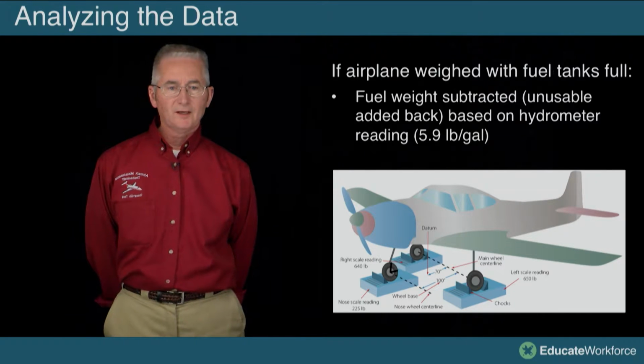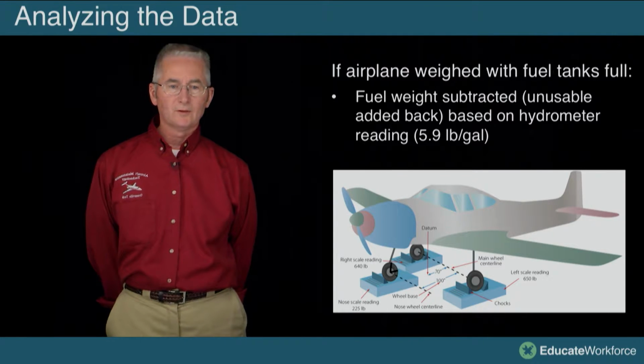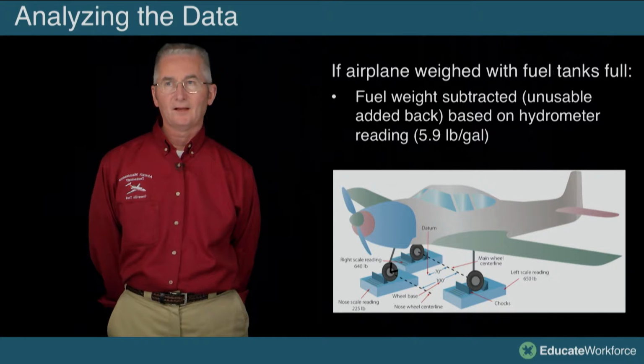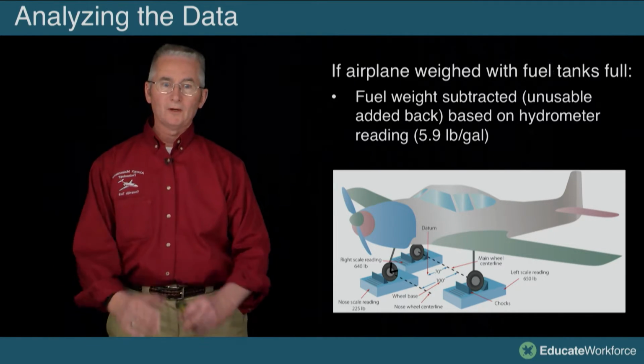And again, if the airplane is weighed with full tanks, the full fuel is subtracted, and then the unusable fuel is added back. Based on a hydrometer reading of 5.9 pounds per gallon times 30 gallons, we can do the math, we can calculate that out and find out just exactly how much weight we have.